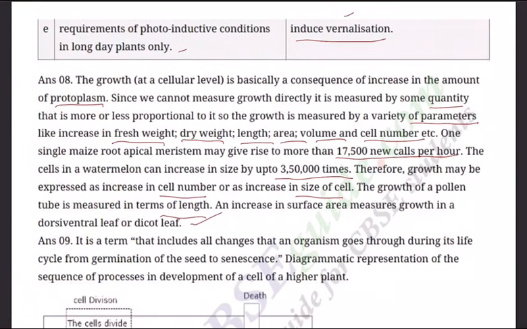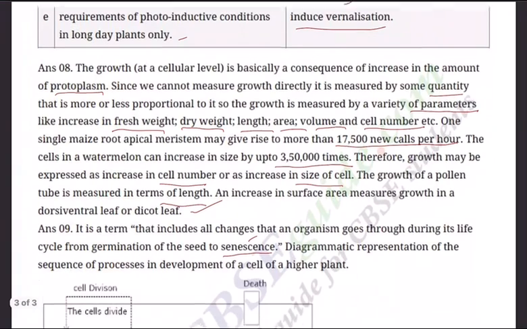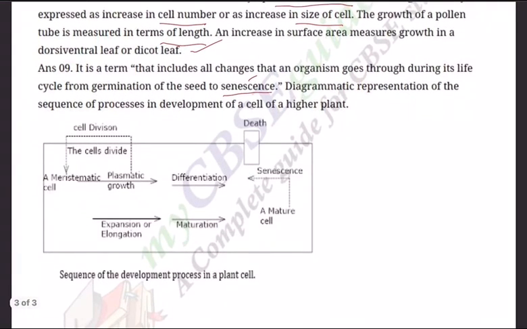Question number 9. Development is a term that includes all changes that an organism goes through during its life cycle, from germination of the seeds to senescence. Senescence is death. Diagrammatic representation of the sequence of processes in development of a cell in a higher plant is like this. So basically you have cell division, meristematic cells, and plasmatic growth will be there. As a result you get a bunch of cells here.